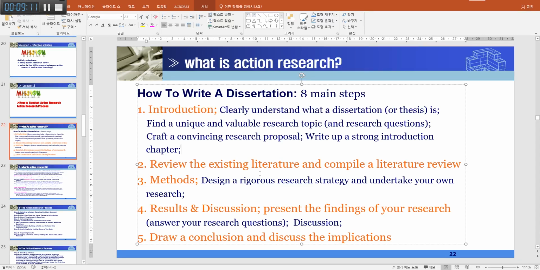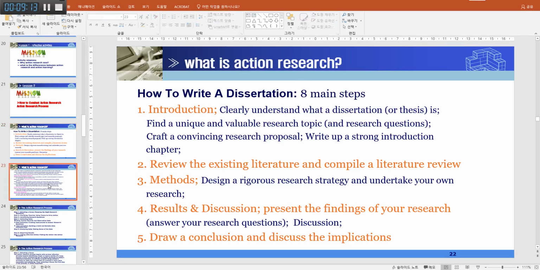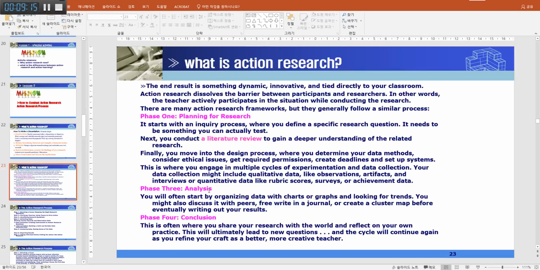But in the case of action research, it's a little bit similar, but a little bit different. Action research is about action. Action research is about solving problems in your action.